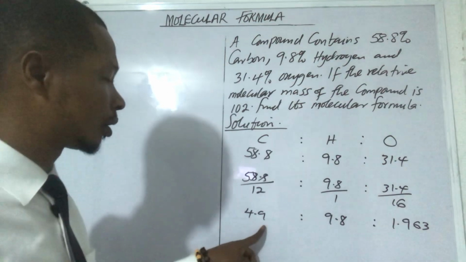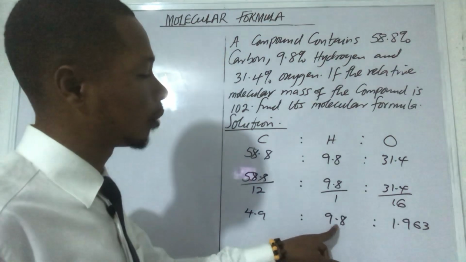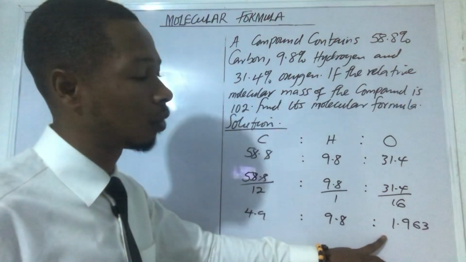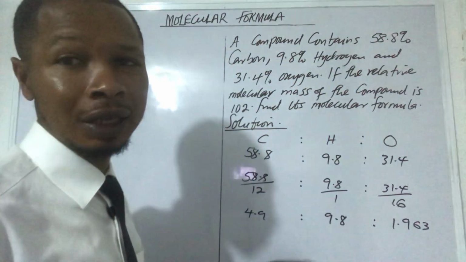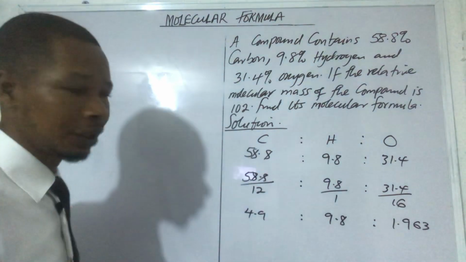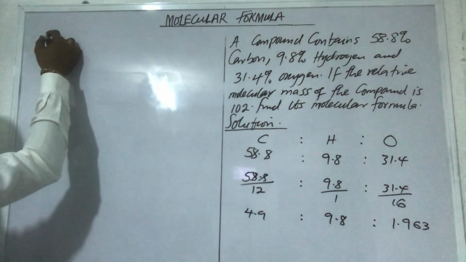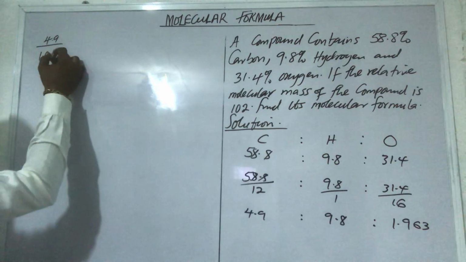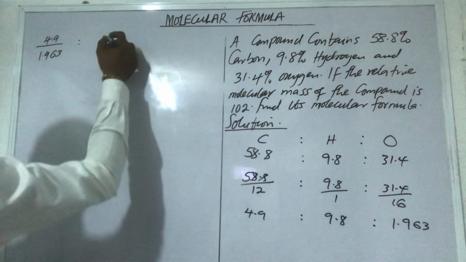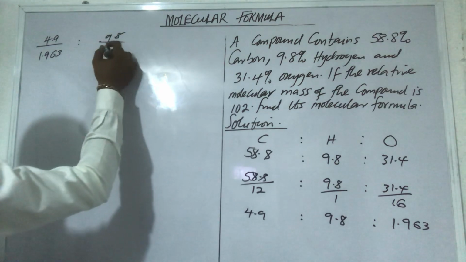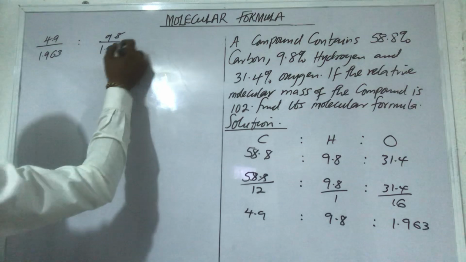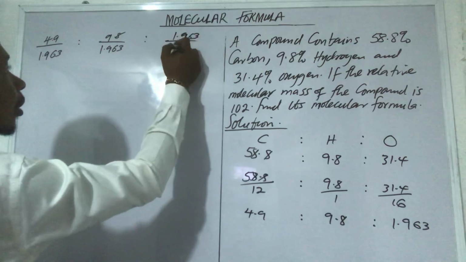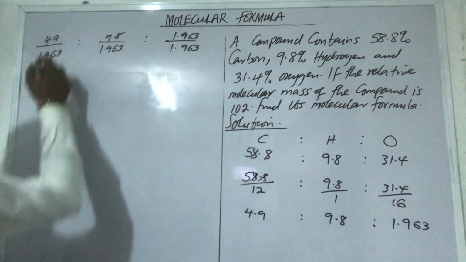Then the next thing I need to do now is to divide by the smallest among these numbers. You have 4.9, 9.8, 1.963. So the smallest among these numbers is 1.963. So divide by the smallest now. Then in that case, I will have 4.9 divided by 1.963, ratio 9.8 divided by 1.963, ratio 1.963 divided by 1.963.